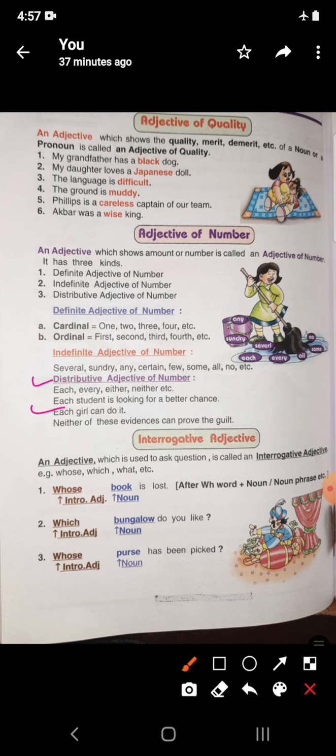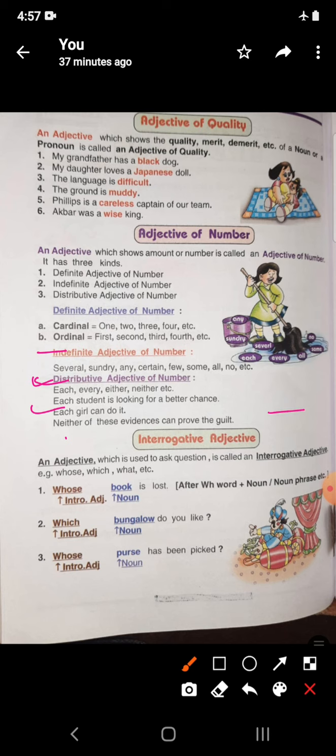Each girl can do it. Here the word each is used along with the word girl, that is a noun. So each is here an adjective, adjective of number, and it is grouped under distributive adjective of number. Then, neither of these evidences can prove the guilt.